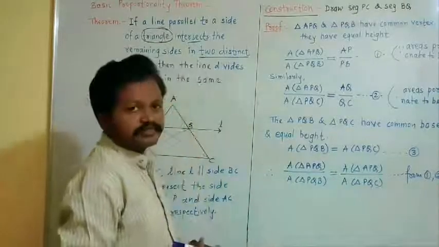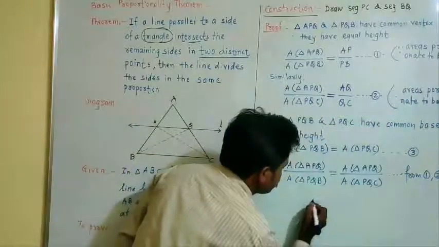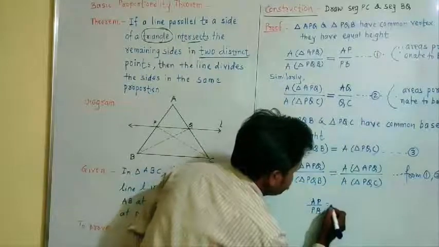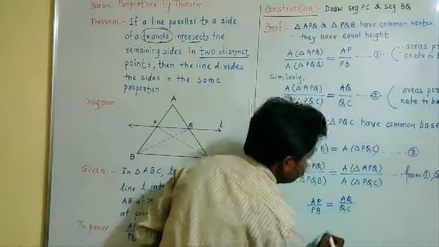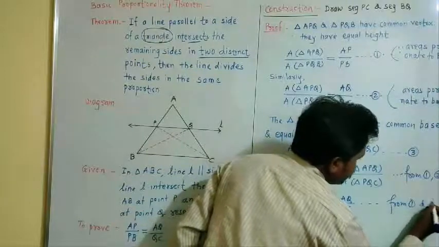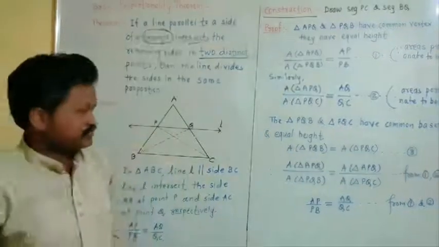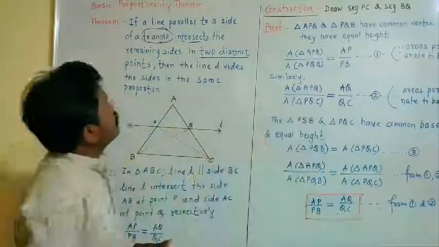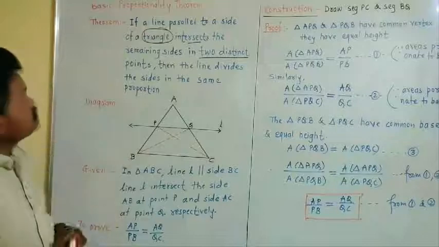That is the left side. Therefore the right side is also equal. Therefore we write here, AP upon PB is equal to AQ upon QC. So the reason here is from 1 and 2. So as we proved here, the theorem. Which is the theorem? The basic proportionality theorem. So we proved this basic proportionality theorem.